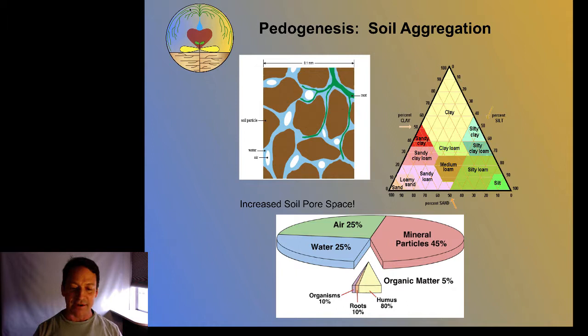So look at this pie chart down below, where you can see that in a healthy soil that's not too compacted, you've actually got about half mineral particles. Those are those sand, silt, and clays. And then you've got about half of air and water, right? Those are the soil pore spaces. And then you've got a little bit of organic matter and hopefully some organisms. If you don't have organisms, all you've got is dirt.